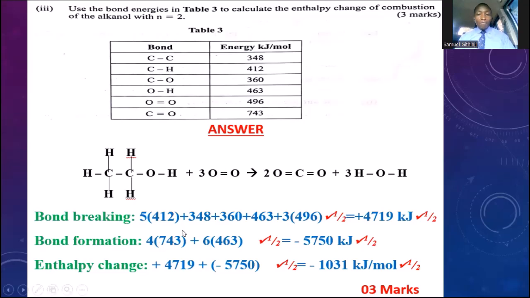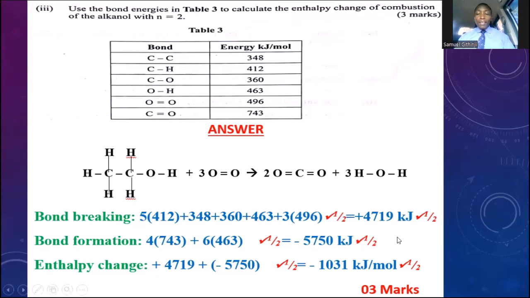Yep, bond formation. We have now the new bonds that have been formed. Carbon-oxygen. There are 2 molecules, so there will be 4 of them: 4 times the carbon-oxygen double bond. Then you have hydrogen-oxygen, 2 of them times 3, 6. We multiply there very carefully with our calculator, we get the answer. The negative must be there for the student to score.